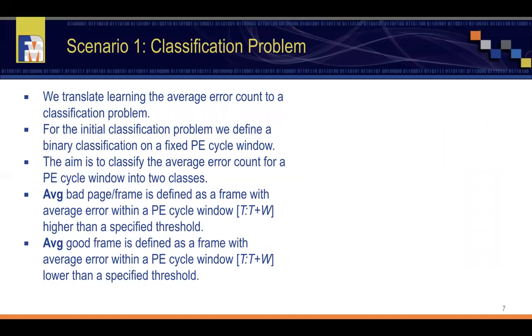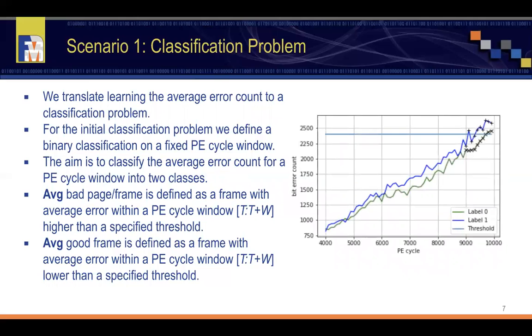So we translate the scenario 1 learning into a classification problem. We begin with formulating it as a binary classification of the average error count for a fixed p-cycle window. The aim of the classifier is to correctly classify the average error count into two classes. We define the two classes as the average bad frame and average good frame, or an average bad page and an average good page.